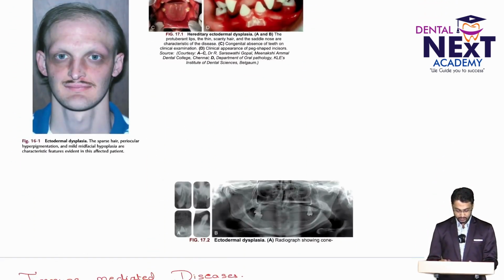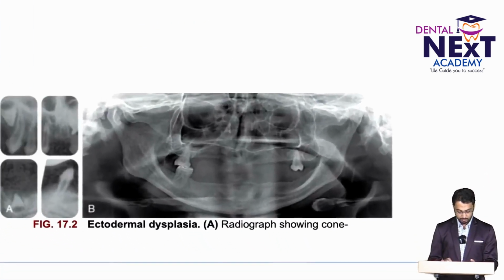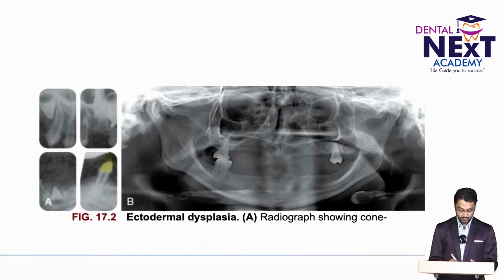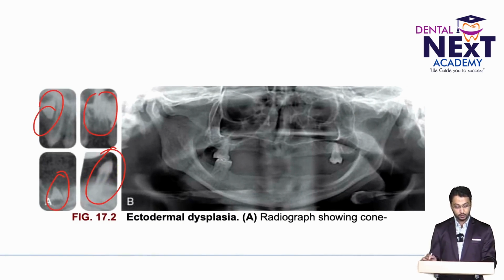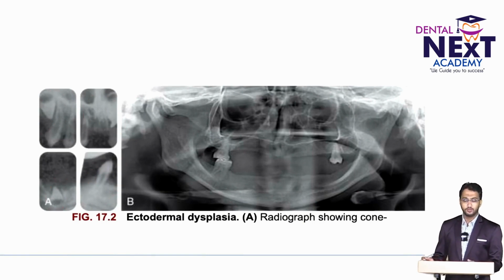Now see, these are typical peg-shaped teeth you can see here in the radiograph. In the radiographic picture, you can see there are peg-shaped teeth. Now, they can ask you image-based questions on this. People worry, how will I diagnose this from this picture? One thing you have to do is, you have to see. So the typical feature you can see here is what?